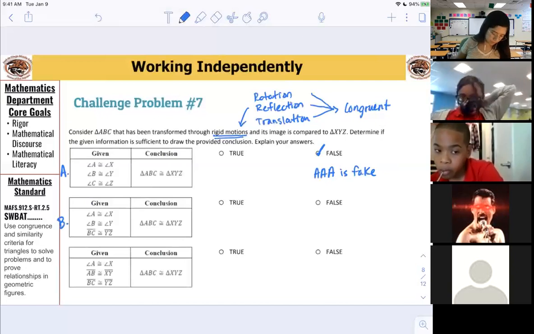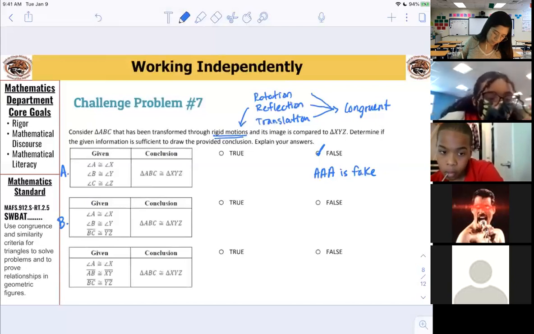What about B? B is saying it's AAS. I put true. Good. This gives us AAS. Good.